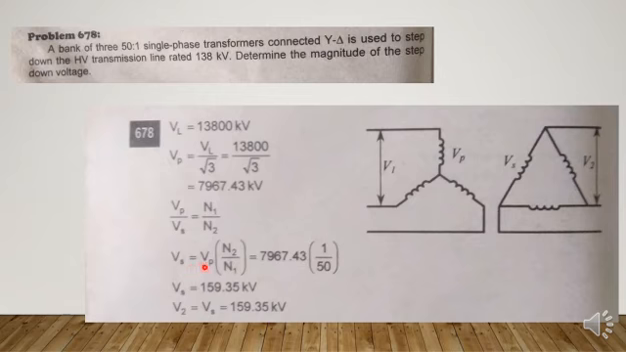VS is equals to VP times N2 over N1 is equals to 7967 times 43. Yan, substitute na lang. Correct. Tapos, mag-arrive tayo sa VS is equals to 159.35 kilovolts. Tapos, yung hinahanap natin na magnitude of the step-down voltage, ibig sabihin yung nandito, ito yung representation, is equal sa secondary voltage. Kasi nga, parallel sila. So, equal sila.